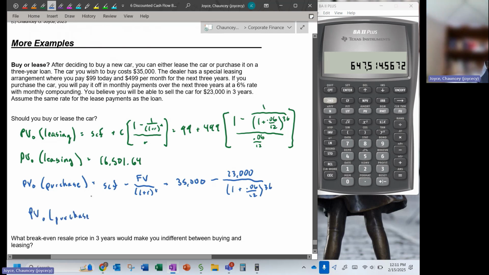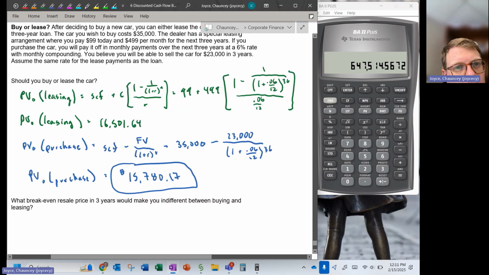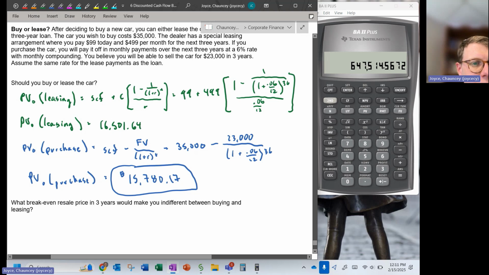Take some time to pause this video and read through this question. This is the trickiest one there, so don't just take my word for it. It's $15,780.17. That has a lower cost, so we should buy the car. So common financial decision choice here, lease or buy. Now, at what point would you be indifferent between the two?